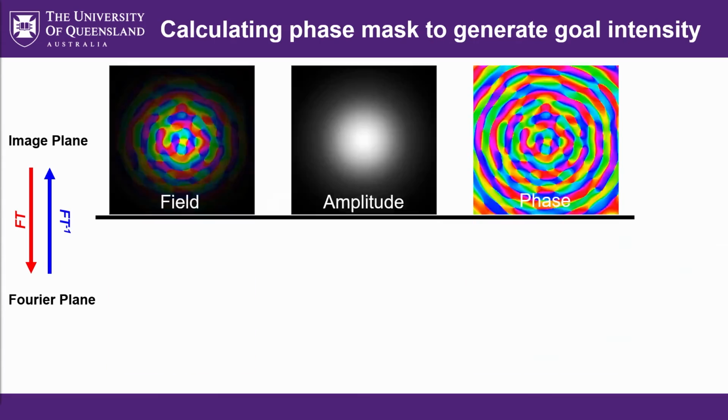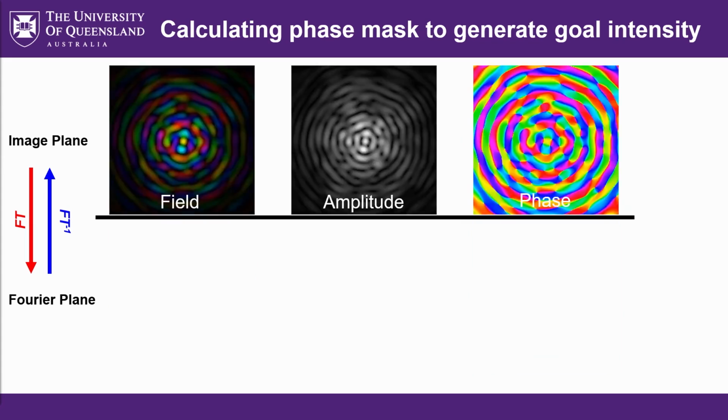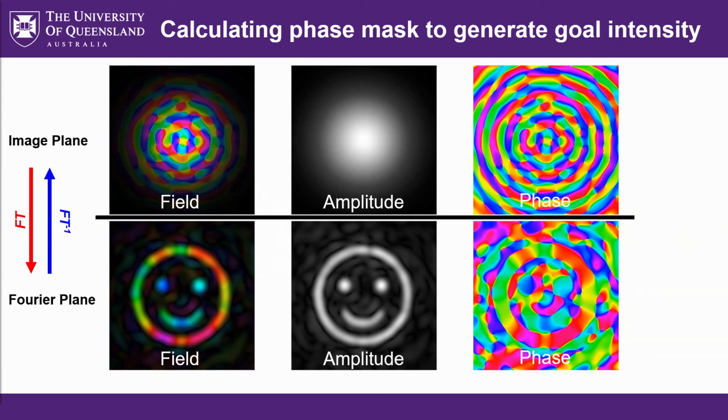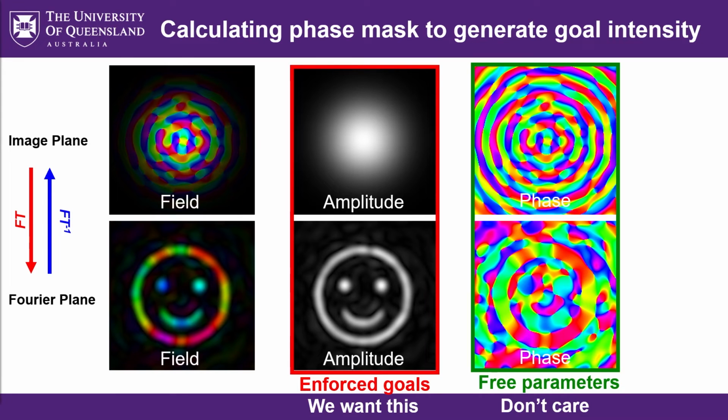That's the same problem as before. We run the algorithm exactly the same, and we eventually get a smiley face intensity in the Fourier plane. We enforce the known Gaussian amplitude illumination in the image plane, and we enforce the smiley face goal amplitude in the Fourier plane, whilst the phases in both planes are free to take on whatever form ends up being consistent with the enforced amplitudes.